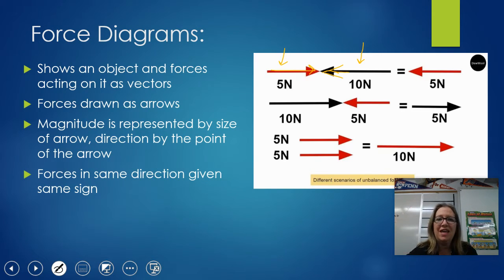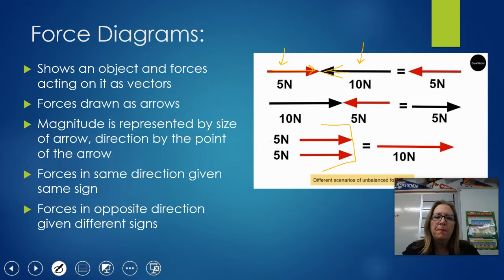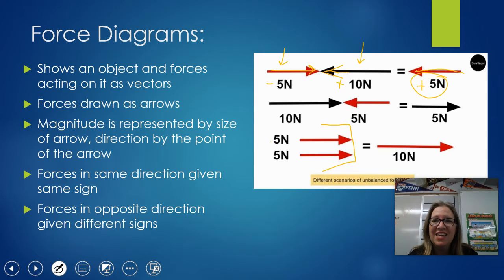If the forces are in the same direction, like these, they're going to be given the same sign. This diagram gives you color, so they're both red. We could think of those as both negative. Doesn't matter, okay? If in the opposite direction, they're given different signs, okay? I'm going to say this is positive 10, and I'm going to say this is negative 5, okay? So we're always going to add these up to figure out what the net force is. Okay, so negative 5 plus positive 10 gives us a positive 5 net force in that direction.